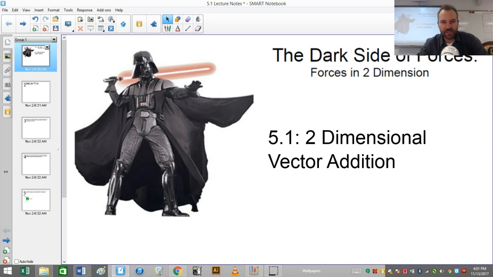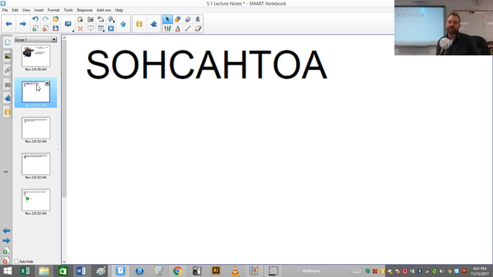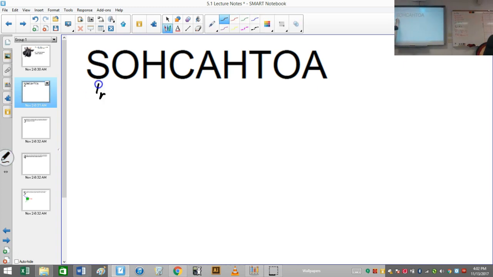Now, in order to do vector addition, you're going to have to first have a pretty good handle on sine, cosine, and tangent. And it bears repeating: that's SOHCAHTOA. The S stands for sine, the C stands for cosine, and the T stands for tangent. The O is opposite, the opposite side. The H is the hypotenuse. And the A stands for adjacent.